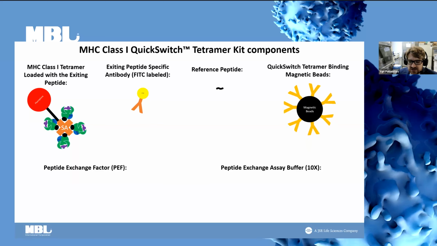Each MHC class 1 kit comes with magnetic beads that are coupled to an antibody specific for the MHC molecule of the kit. This allows the beads to bind the MHC tetramers with properly folded MHC molecules independent of what the peptide is.